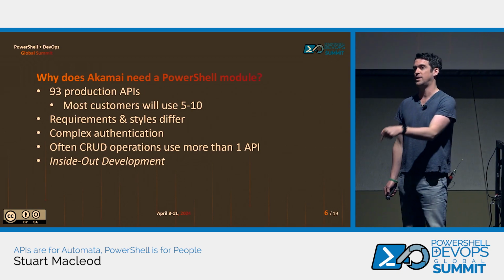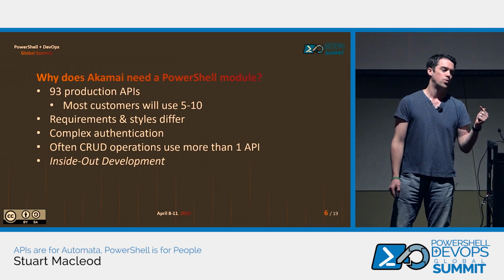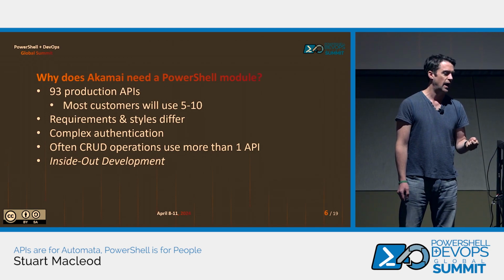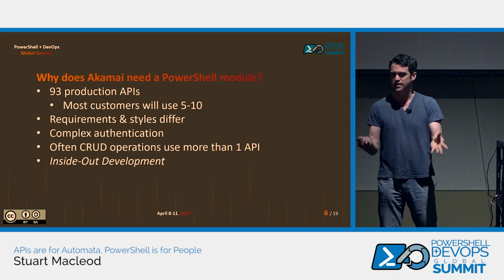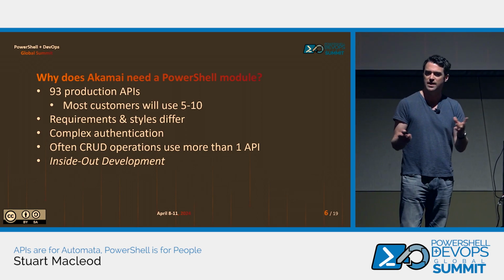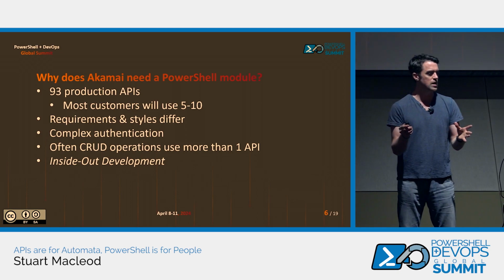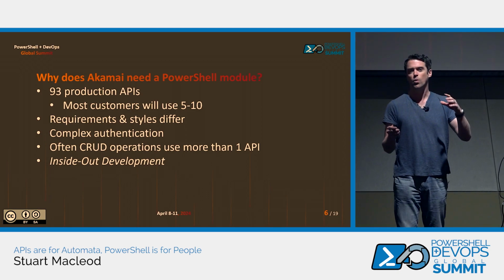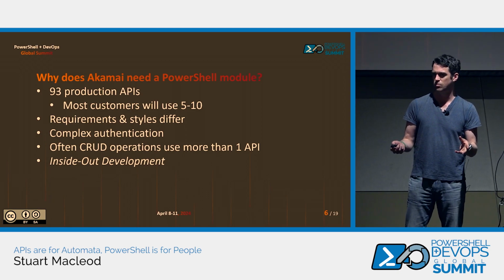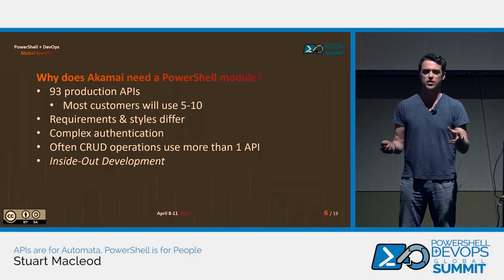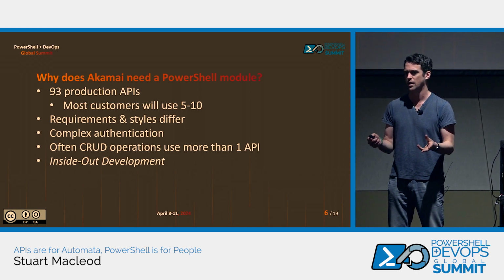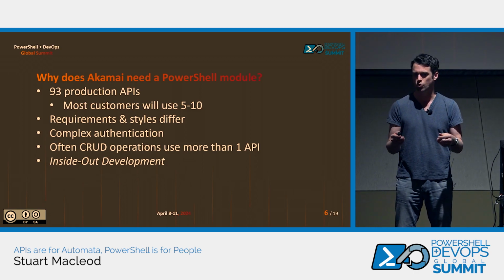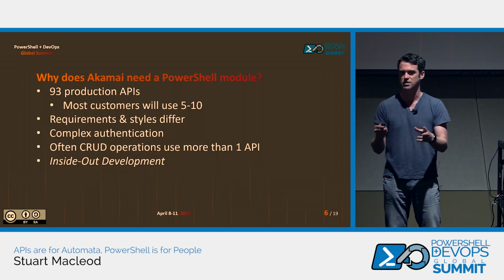So why does Akamai need a PowerShell module? Well, we have 93 production APIs. I checked the list yesterday. Most customers aren't going to use 93 APIs; most customers will use 5 or 10 of them. But we've got multiple APIs which have different requirements and different styles. We have a fairly complex authentication model. It's a proprietary thing we call EdgeGrid, which is basically cryptographic signing. It's not quite as straightforward as just sending an API token in an authorization header, so it requires a little bit of interaction.